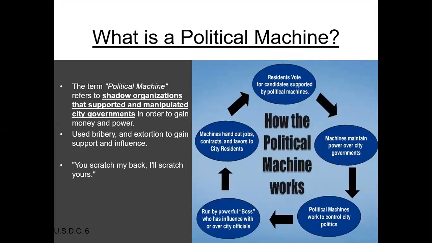Okay, what is a political machine? It's the term for shadow organizations operating behind the scenes that supported and manipulated city governments, okay? They used bribery, extortion, threats, you name it. They did whatever it takes to control the activities of a city behind the scenes. It resulted in them getting very, very wealthy. You see here how these political machines would control the city governments through extortion and all that. Basically, it was, look, you scratch my back, I'll scratch yours.